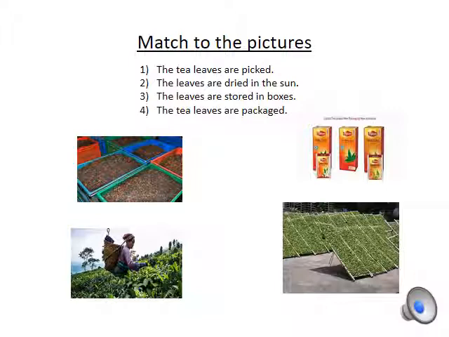Good. So, the tea leaves are picked. Sentence number 1 at the bottom. The leaves are dried in the sun. Picture number 2. The leaves are stored in boxes. Number 3. And finally, the tea leaves are packaged. Number 4. Read the sentences again. Good.